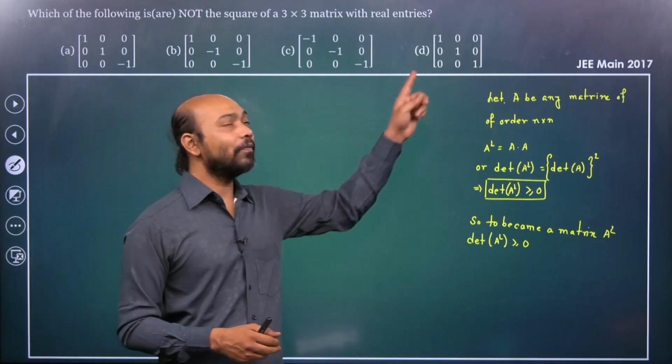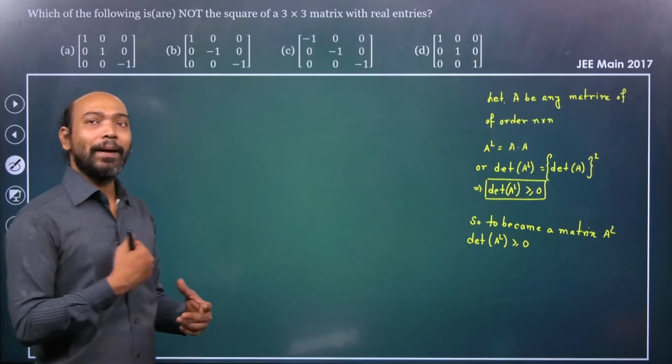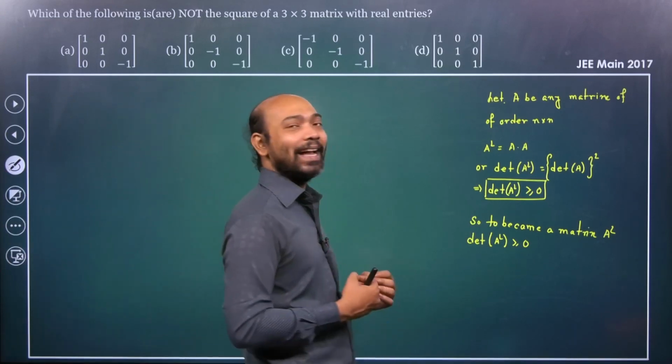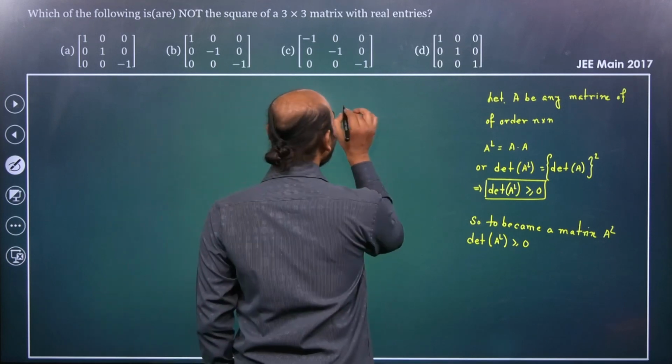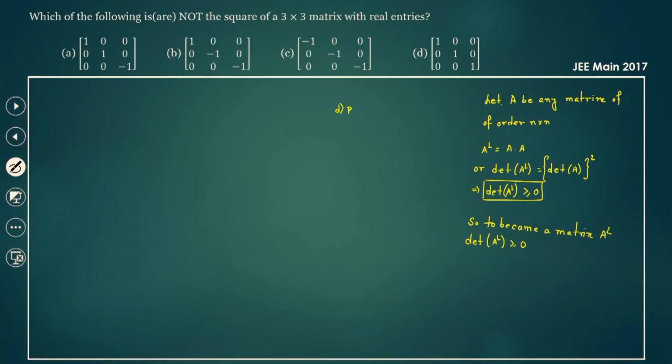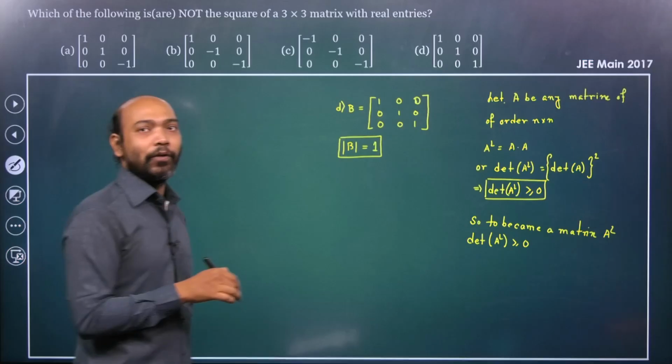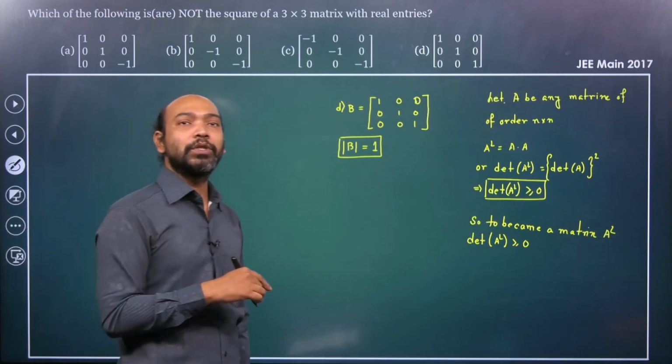First we observe the matrix D. It is a diagonal matrix, as well as an identity matrix. If I consider that matrix as B, we can say it is the diagonal matrix with rows 1 0 0, 0 1 0 and 0 0 1. So this is an identity matrix, and the determinant of B will definitely be 1.